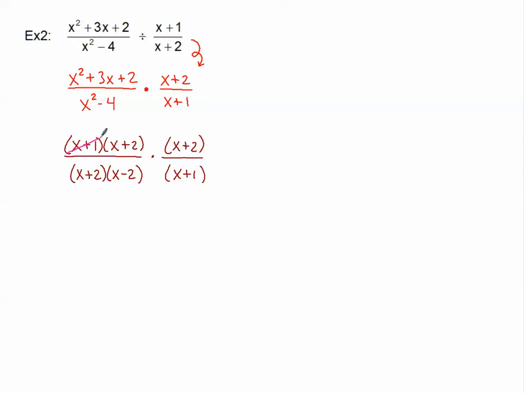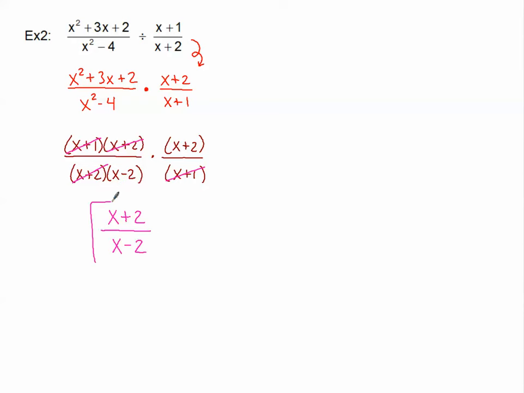I see an x plus 1 and I see an x plus 1 in the denominator. I see an x plus 2. I actually see two of them, but only one of them can go since there's only one in the denominator. I believe that's it. The only factor remaining in the numerator is x plus 2. Now it does not need to be in parentheses since there's nothing next to it. And the only factor in the denominator that's left is x minus 2.